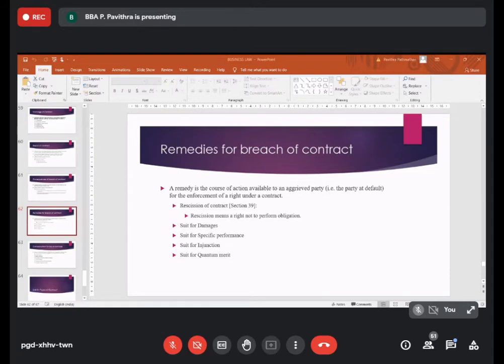Next one is suit for injunction. Suit for injunction literally means a court stay order.